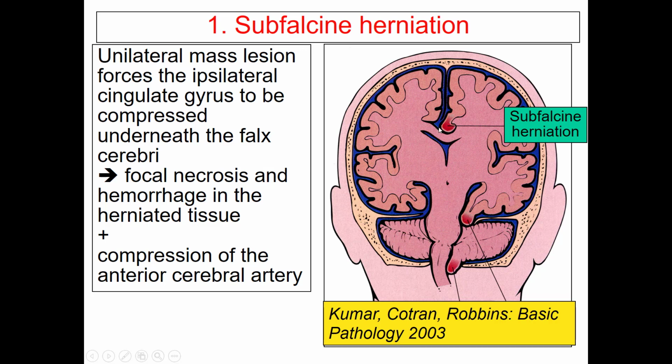And this may also cause compression of the anterior cerebral artery, which is running just above the corpus callosum, leading to anterior cerebral artery or ACA territory brain infarcts, which characteristically affects the superior frontal gyrus as well.